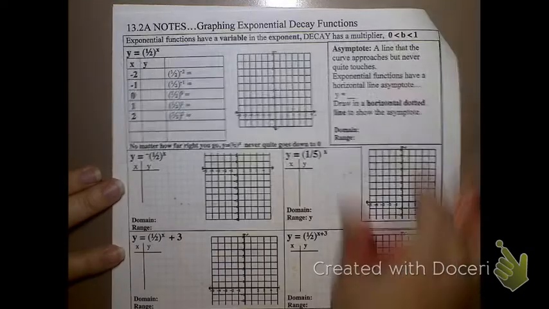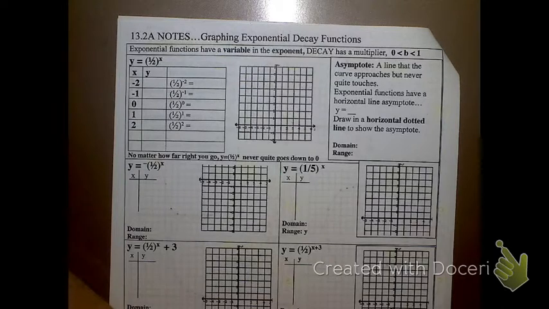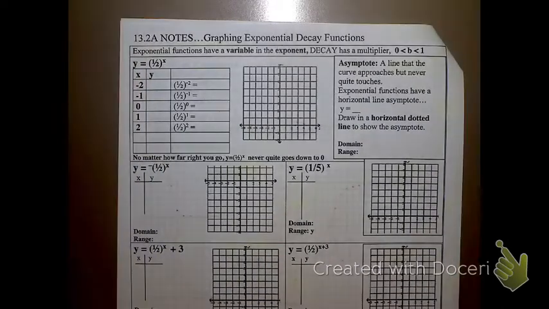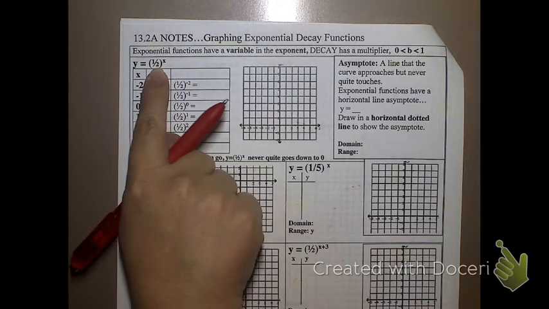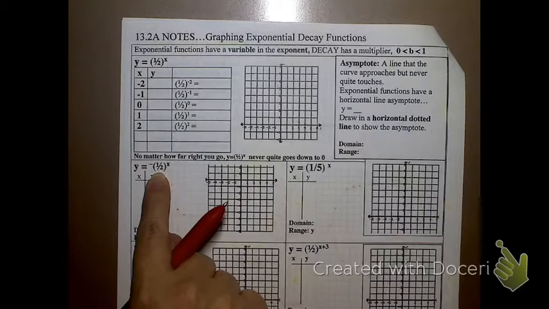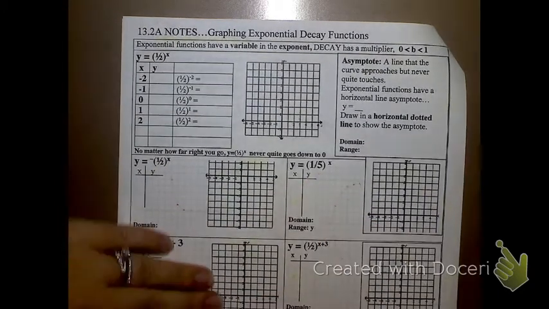All right, so graphing exponential decay. Today's process is identical to yesterday's process. There is one minor difference. In fact, if you look at the problems, they are identical to yesterday's problems, except for one minor difference.